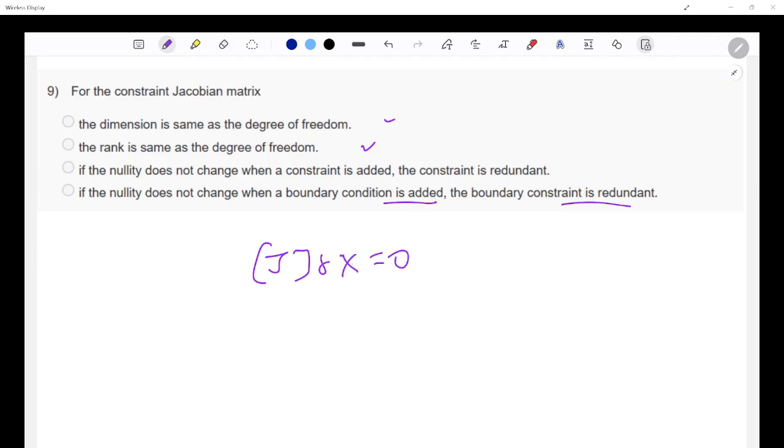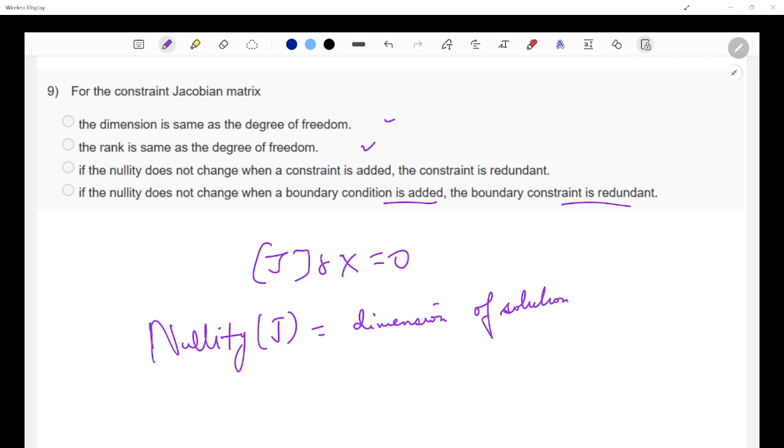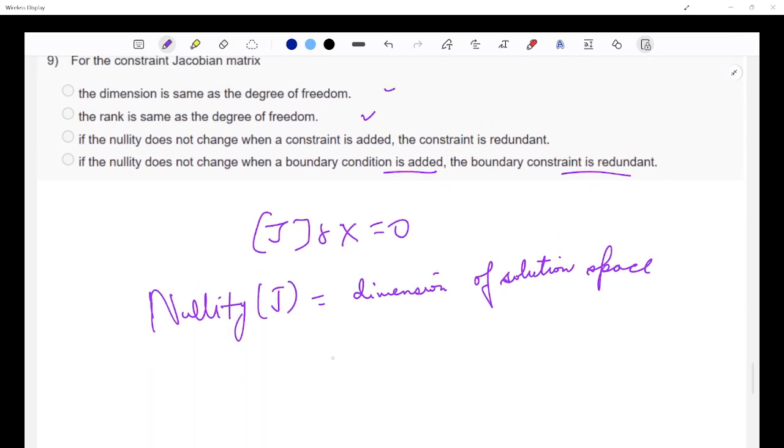So for the Jacobian matrix J, what is nullity? Nullity of J is the dimension of the solution space, which equals degrees of freedom. What happens when we add a constraint? Adding a constraint means adding a row to the Jacobian.